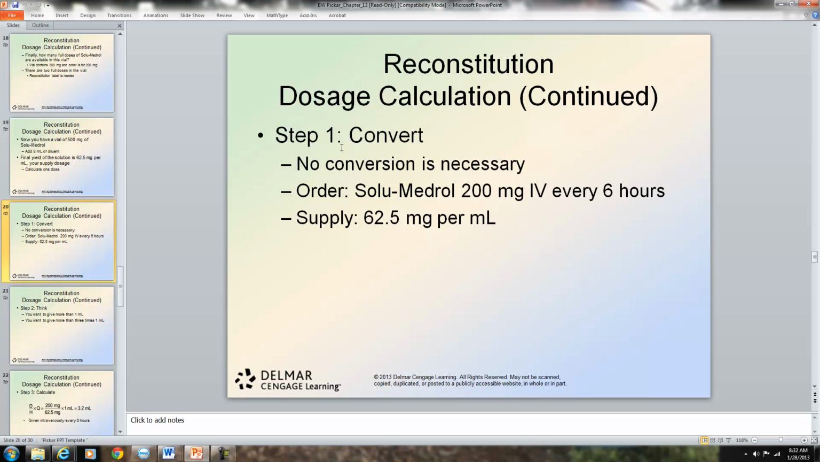So step one, we want to convert. We need to make sure that our units of measure match up. In this case, no conversion is necessary because our order is given to us in milligrams by IV every 6 hours, and our supply is in milligrams per milliliter.